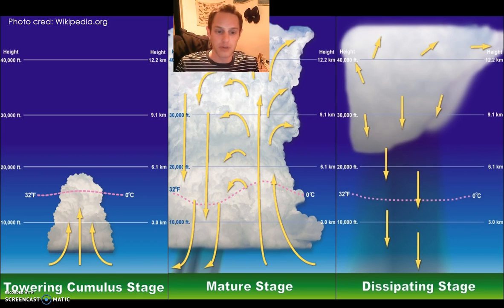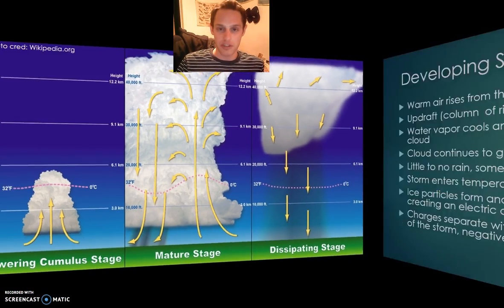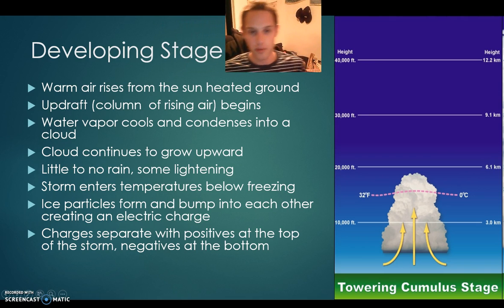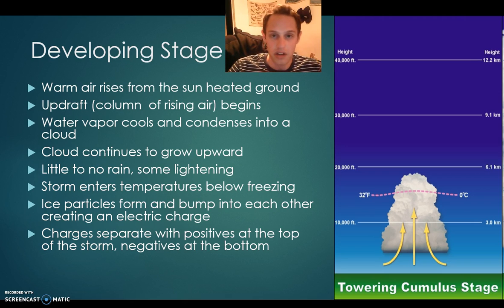So here are the three stages. We have the towering cumulus stage, mature stage, and dissipating stage. The first stage is the developing stage, and this is when warm air rises from the sun-heated ground, as we talked about earlier, and we have an updraft that's created, and you can see from the picture here we have the lines pushing up the air to the cloud and making the cloud rise. And once the cloud rises, it gets colder, it cools, and it condenses into water vapor. And then once this water vapor gets high enough, it reaches a level where the cloud is below freezing, so these water droplets begin to freeze into ice crystals and ice particles.